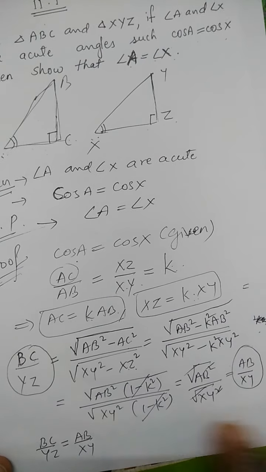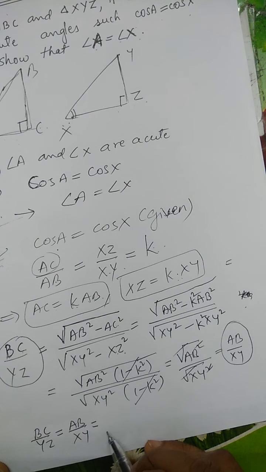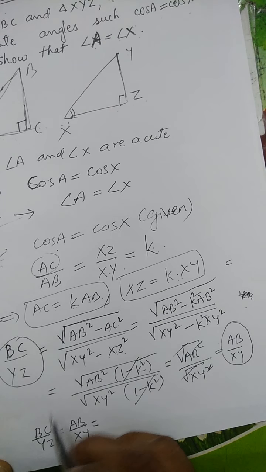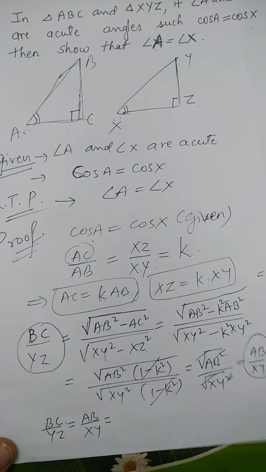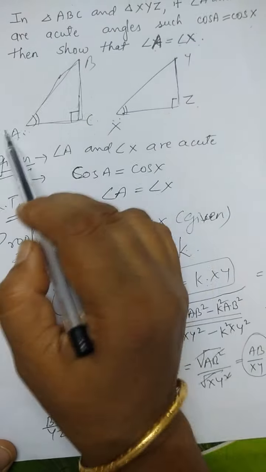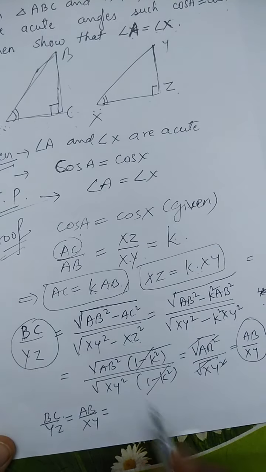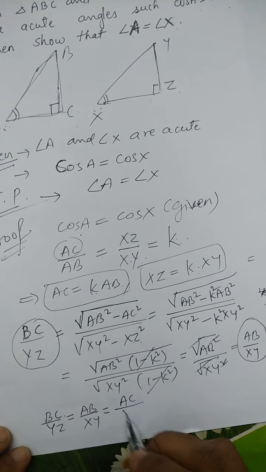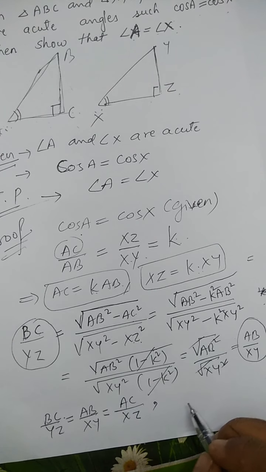So the ratio of the third side will automatically be equal to this. So which one? Look in the triangle. BC we have considered. Okay. AB also we have considered. BC, AB considered. Now AC. AC upon XZ. So the ratio of the third side is AC upon XZ. So the ratios of corresponding sides are equal.